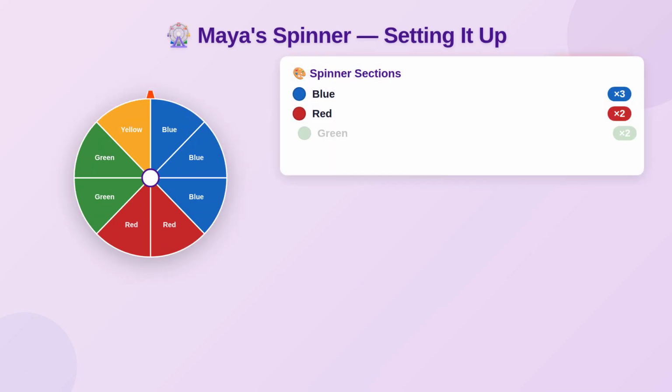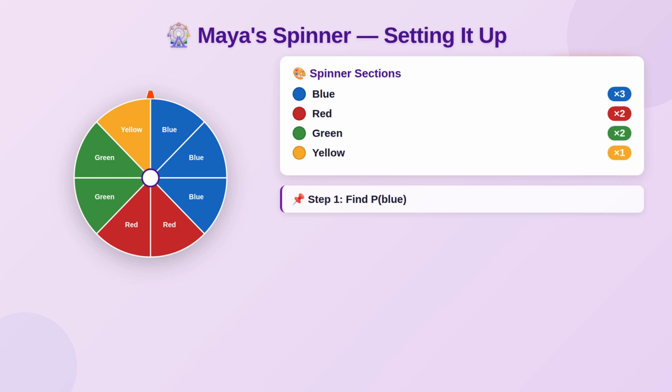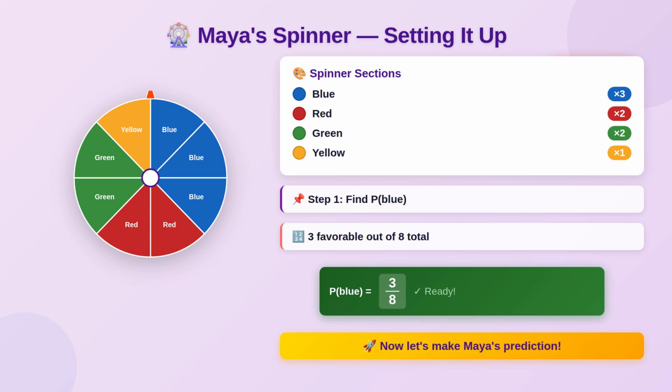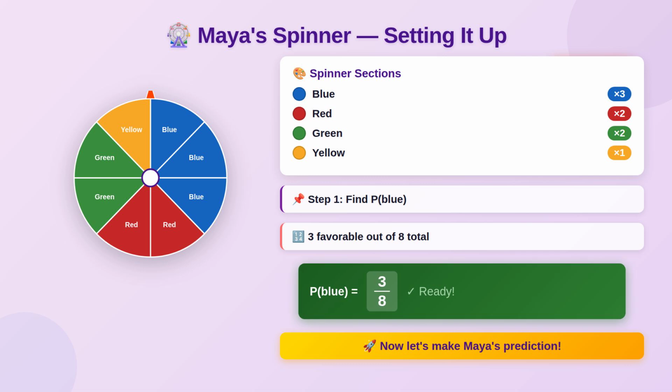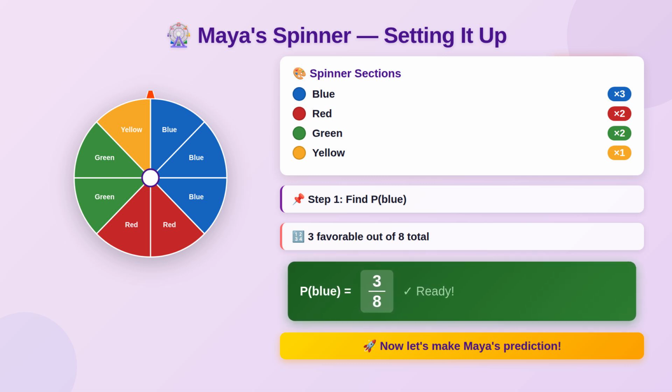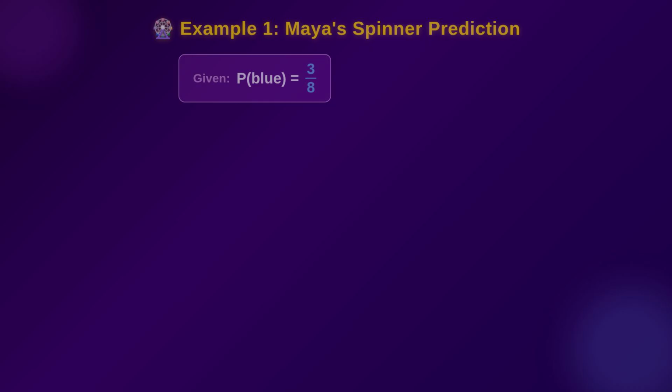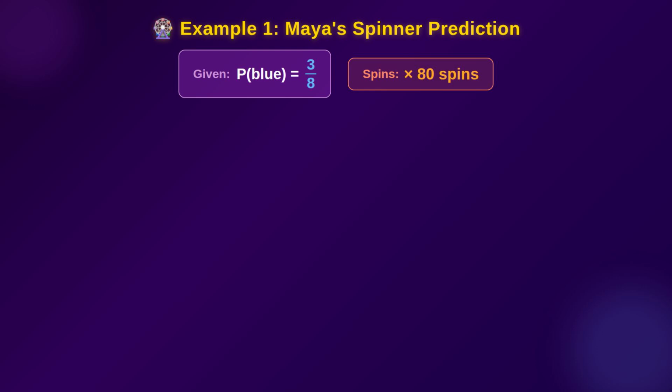Let's set up Maya's actual carnival problem. The prize spinner has 8 equal sections, 3 blue, 2 red, 2 green, and 1 yellow. Maya wants to know, if the wheel spins 80 times during the carnival, how many times should she predict it lands on blue? Step 1. Find the probability of blue. That's 3 favorable outcomes out of 8 total sections. So P of blue equals 3/8. Now Maya has her probability. She's ready to make her prediction. You ready too?